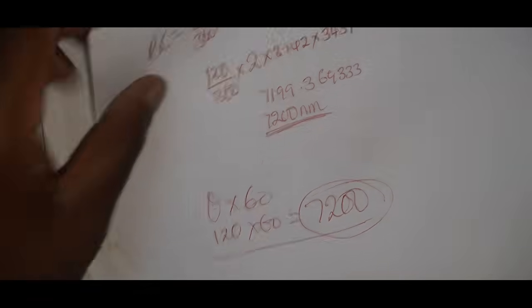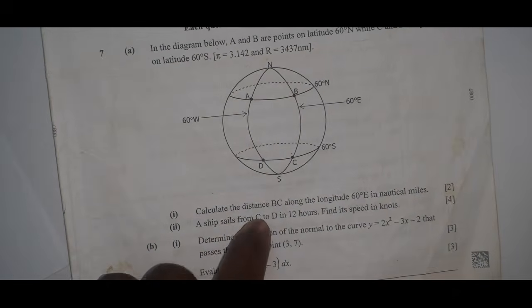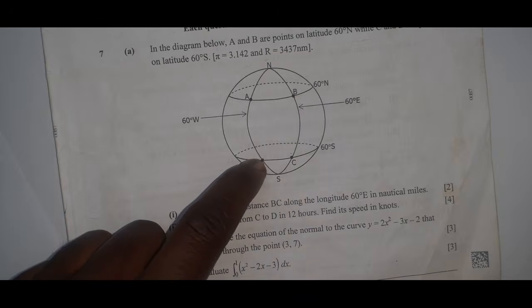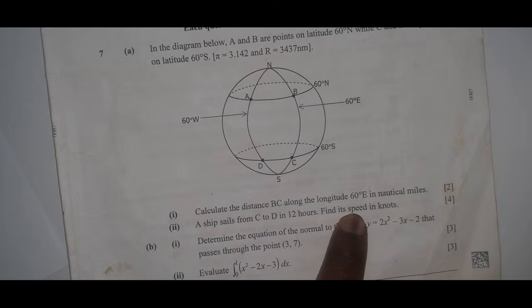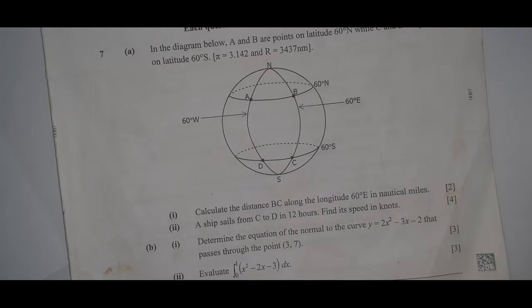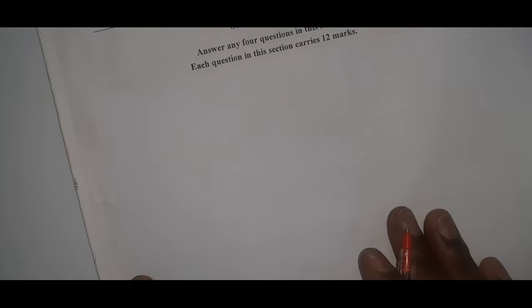Let's go to the second one. Here we have a ship that sails from C to D in 12 hours. Find its speed in knots. So the first thing that we are supposed to do here is to find the distance. And what formula do we use to find the distance here? We can see how best we can do this.